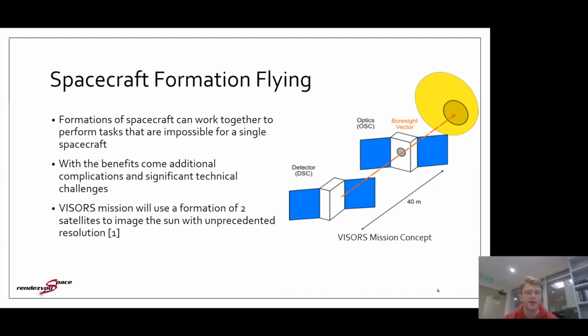So the lab is working currently on several CubeSat missions and formation flying missions, one of which is VISORS, which will use a set of 2 spacecraft to image the sun with unprecedented resolution, and will be in very close proximity of just tens of meters. So collision is a very big risk in this situation and something that we absolutely want to be able to avoid in all cases.